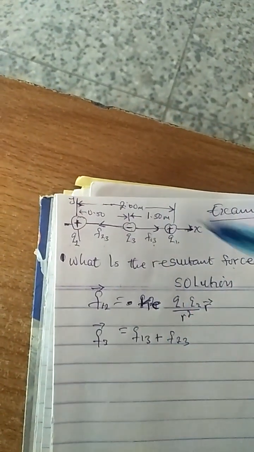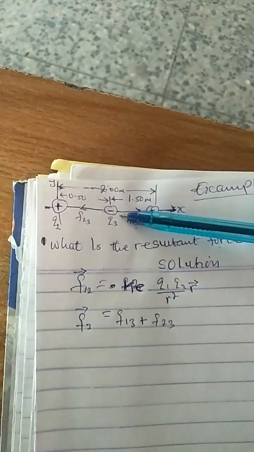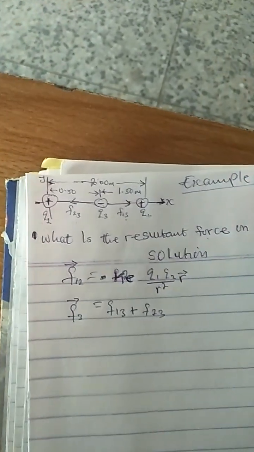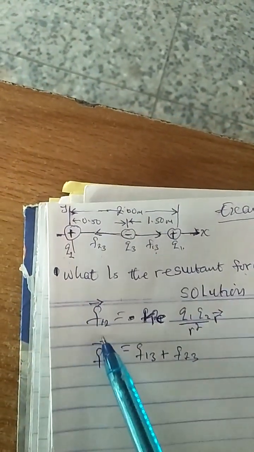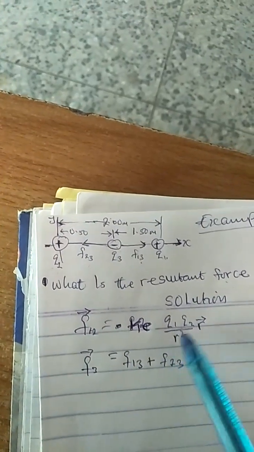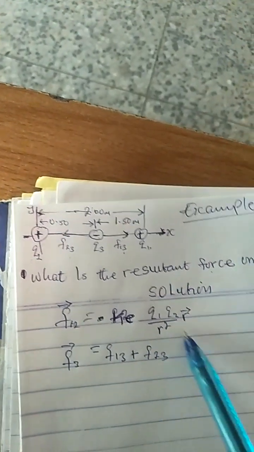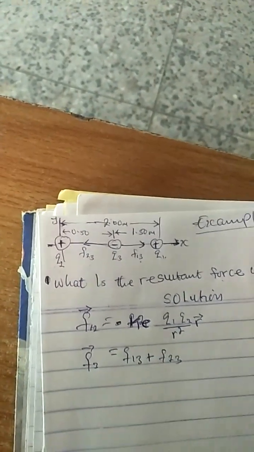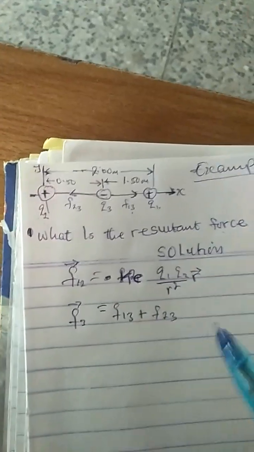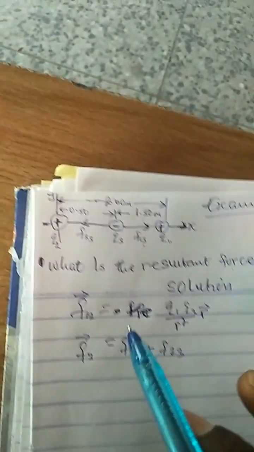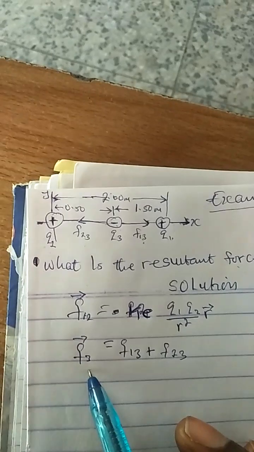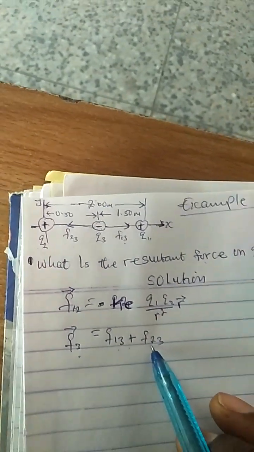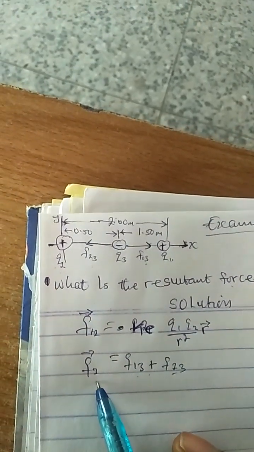So for you to find the resultant force on this Q3, you are going to use the vector nature of forces, which says F12 is equal to KE Q1 Q2 over R square, vector R. This vector R is just the distance that is separating them. So following this formula, you're going to have F3 is equal to F13 plus F23. I know the question will be, what is F3?